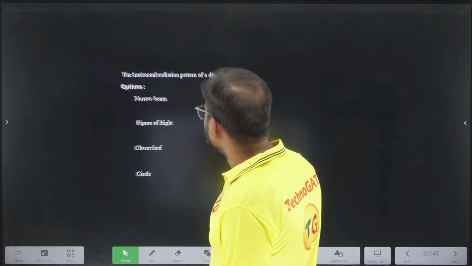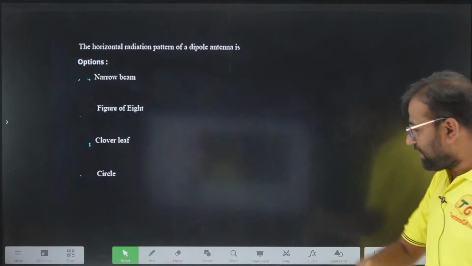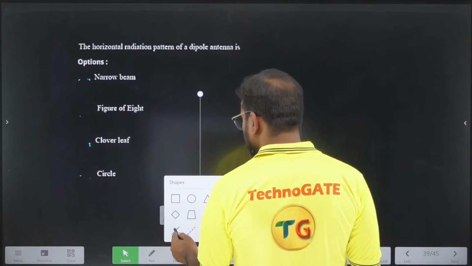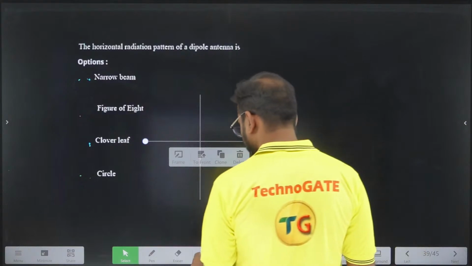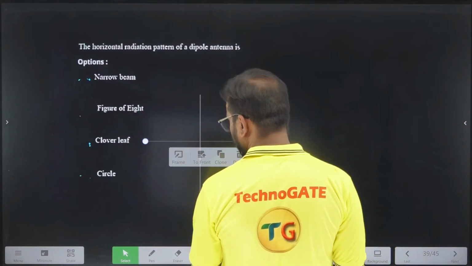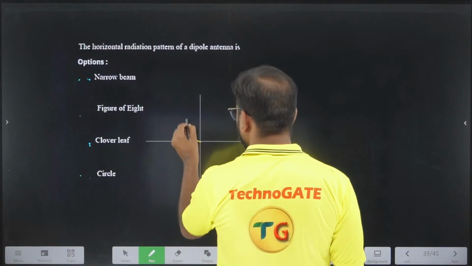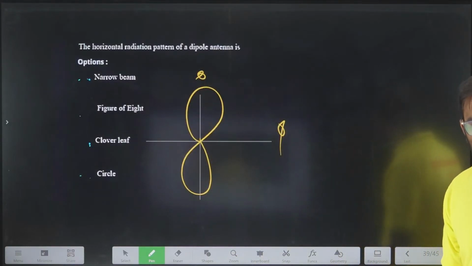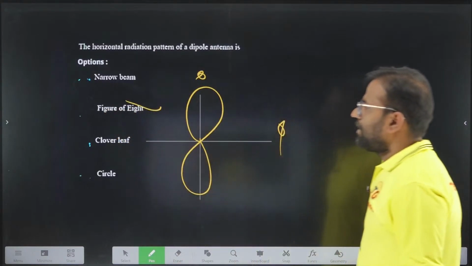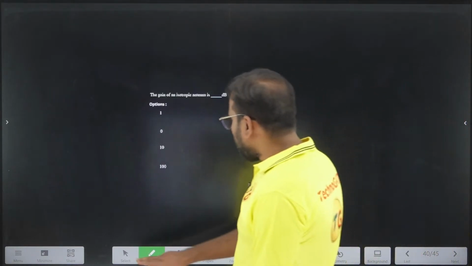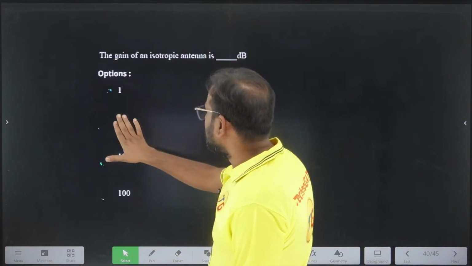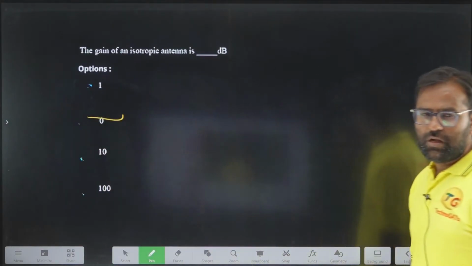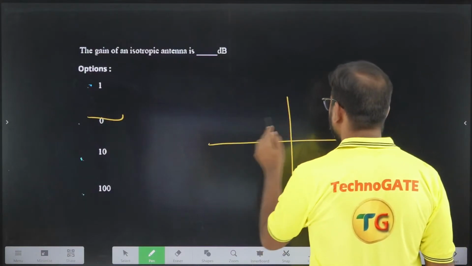What is the horizontal radiation pattern of a dipole antenna? Keep one thing in mind: the horizontal radiation pattern of a dipole antenna, in the spherical coordinate system, is given by the figure of 8. Next, the gain of an isotropic antenna. What is the gain of an isotropic antenna? The gain of an isotropic antenna is 0, no directive gain. An isotropic antenna is one which radiates equally in all directions.